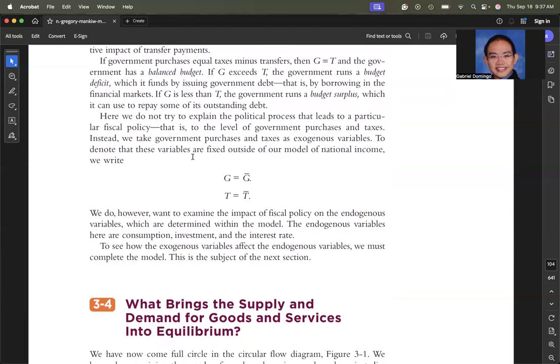Here, we do not explain yet what determines G and what determines T. So for the purposes of this particular point of the book, we will say that G is G bar and T will be T bar, which are exogenous to the model. So they're given values that you can potentially change in a policy experiment.